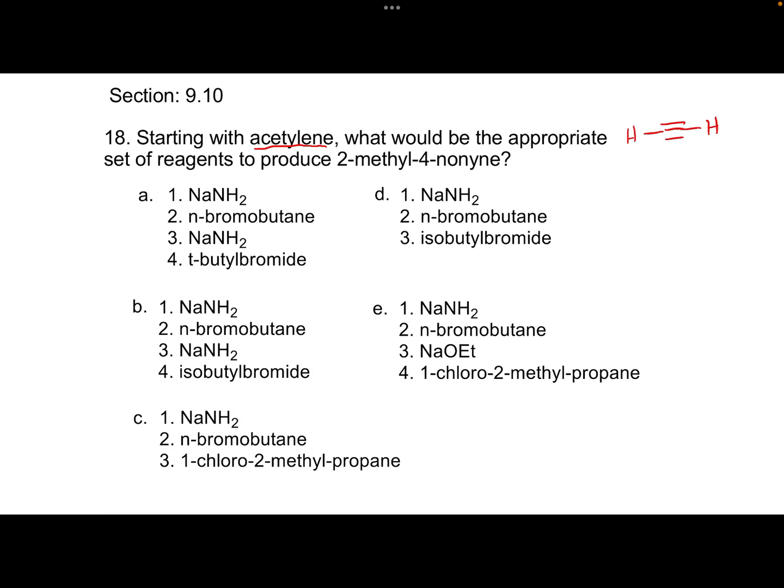Starting with acetylene, what would be the appropriate set of reagents to produce 2-methyl-4-nonyne? All right, so nonyne is going to be a 9-carbon alkyne, and I'm going to draw it with the wrong geometry to begin with, okay? So 1, 2, 3, 4, 5, 6, 7, 8, 9, okay? So 1, 2, 3, 4. Okay, so there's our molecule.